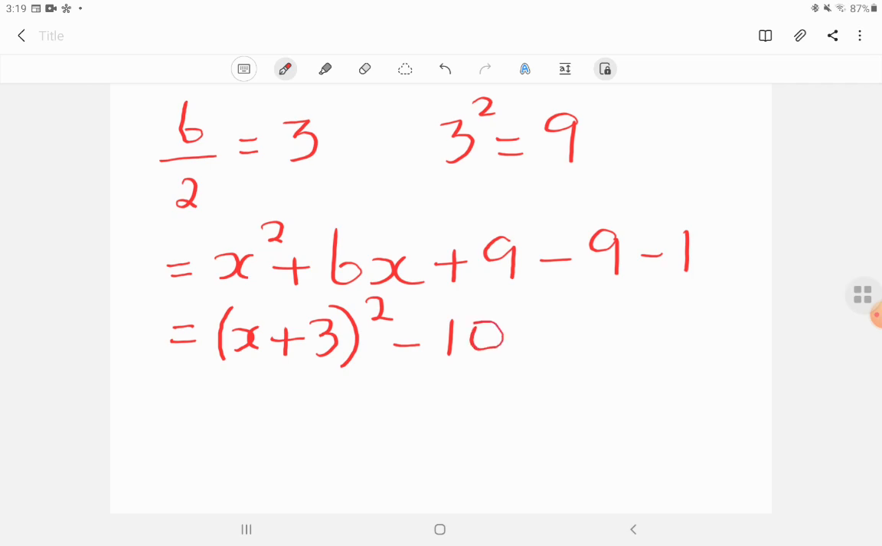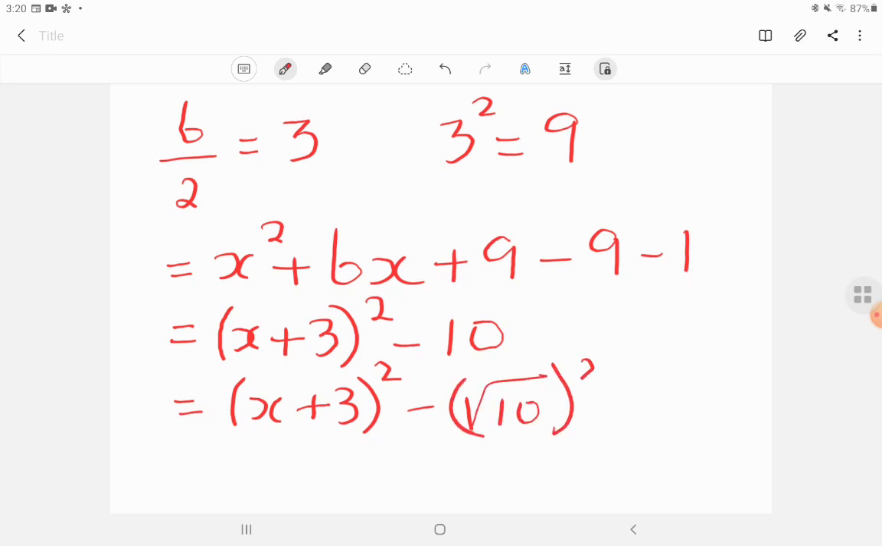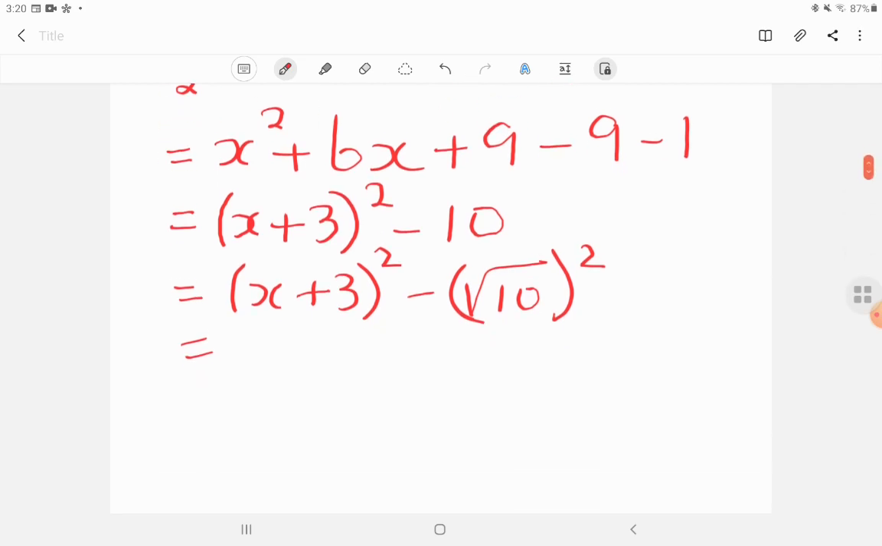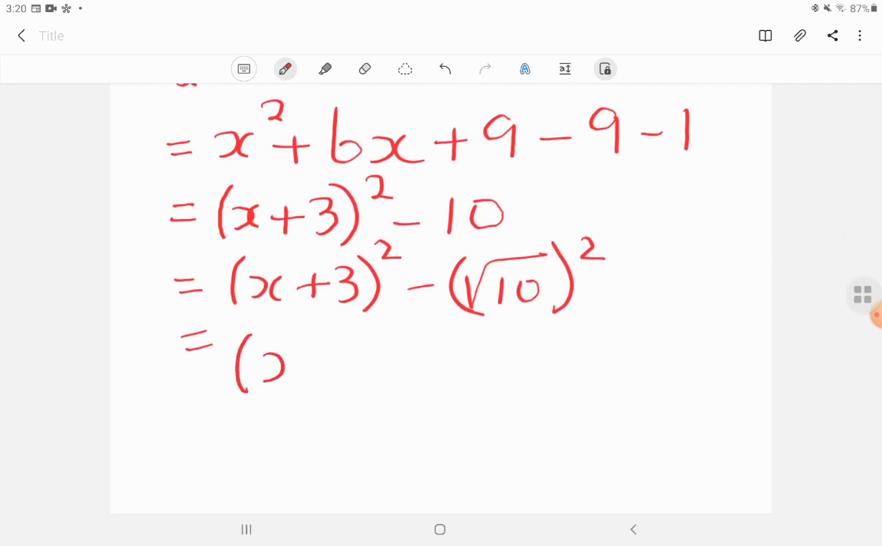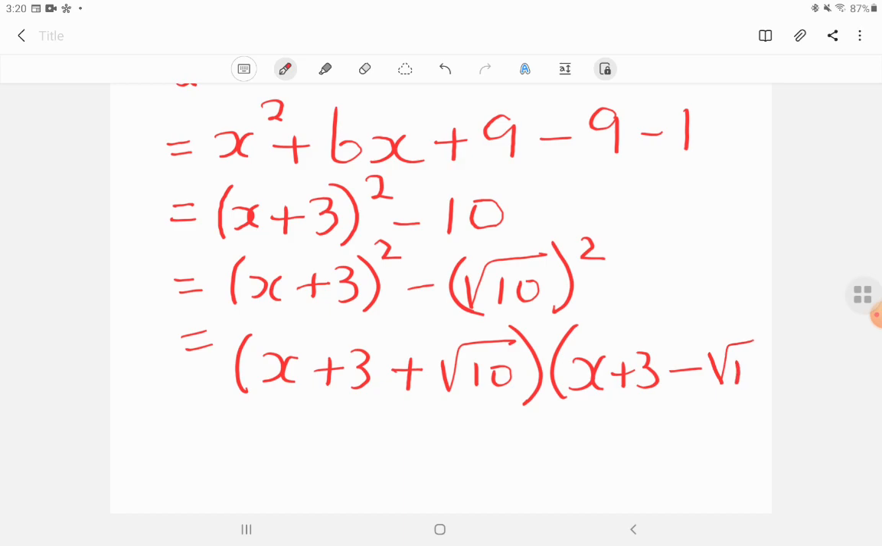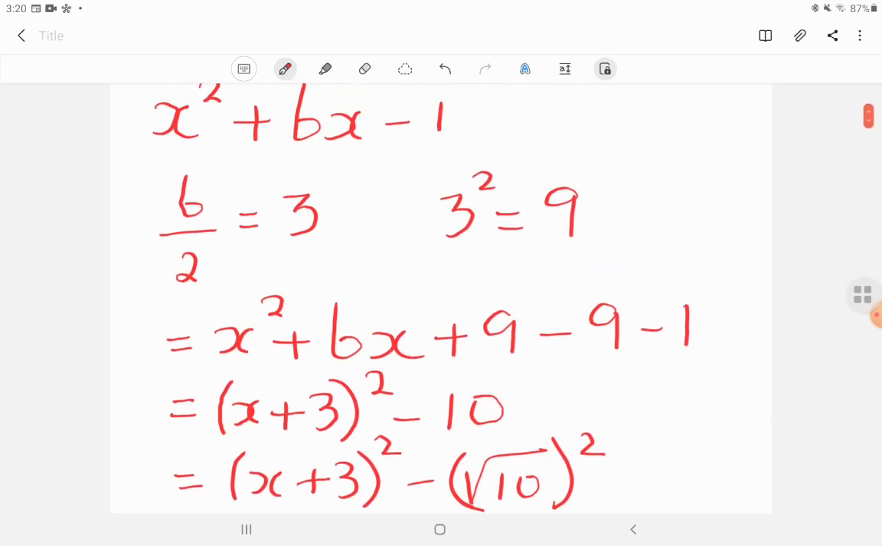Now we can rewrite this in the form of a difference of squares. How do we write it in that form? We need to write it in the form of a square minus b square. When you look at the value 10, it is not a perfect square. So we can write this as square root of 10 the whole square. Now we can write this in the form of a plus b times a minus b. So you get x plus 3 plus square root of 10 times x plus 3 minus square root of 10.